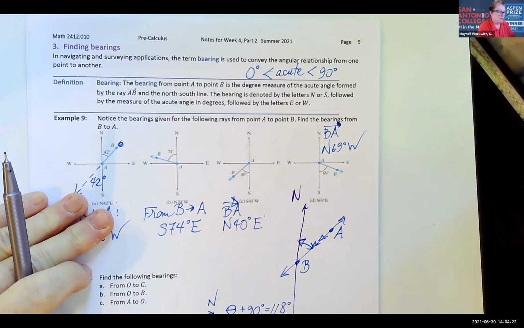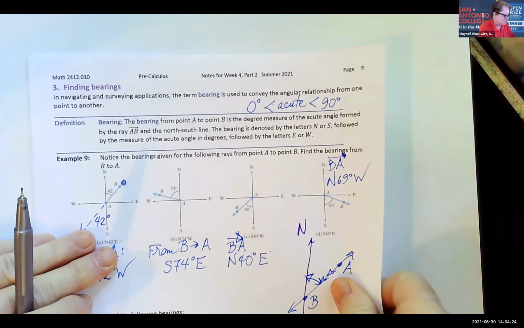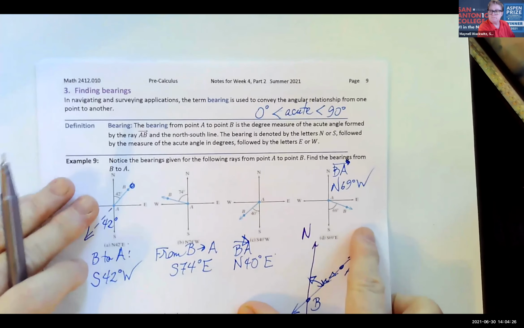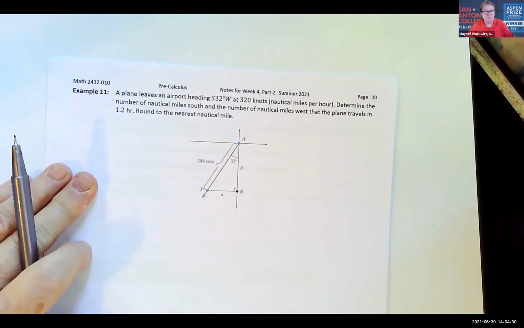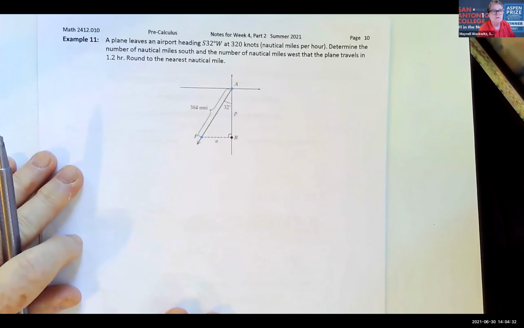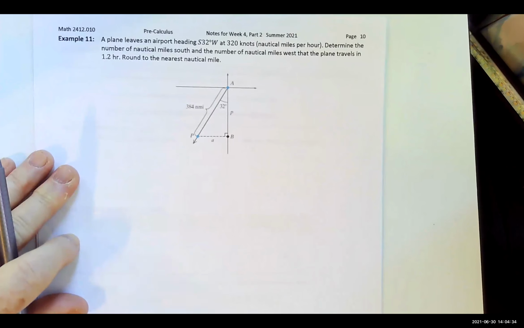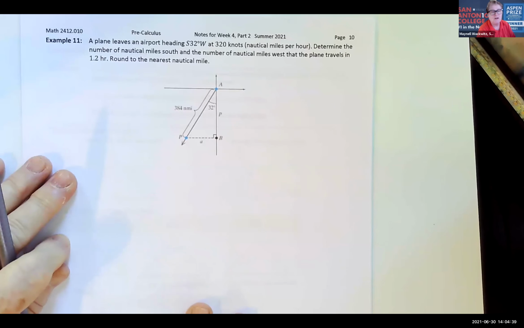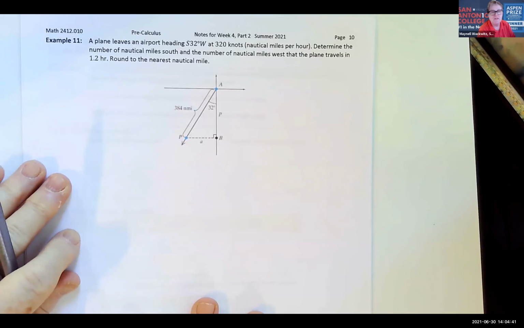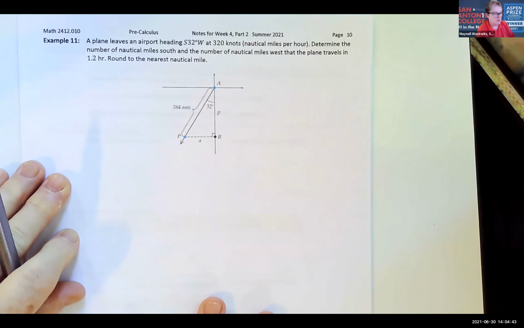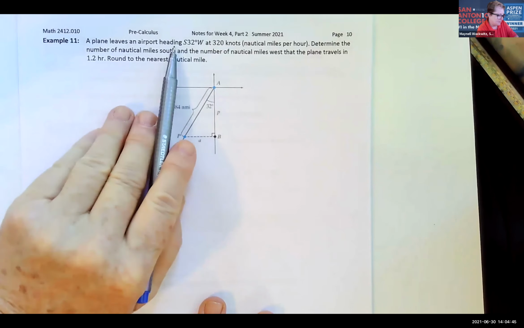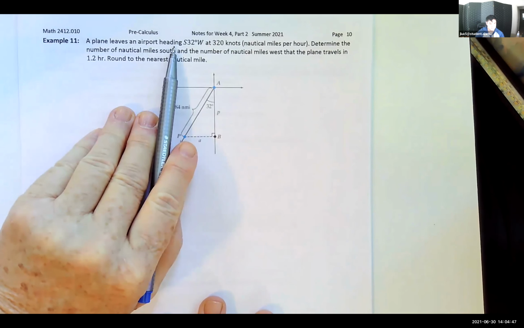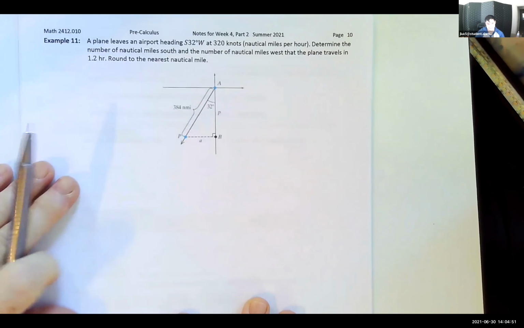Any questions before we start to do some examples with bearings? What is this for? Like, practical application. This is the first practical application. So when people tell the location of planes in the air, they usually give their bearing. You hear this in movies all the time.